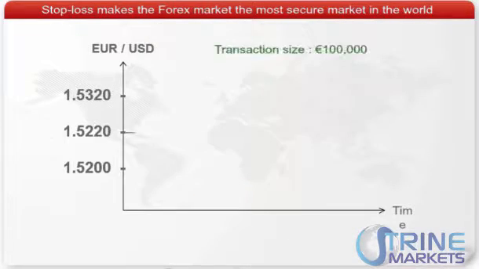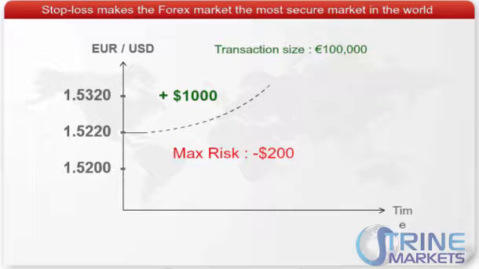Let's assume that the exchange rate is 1.5220 and you think that the rate will rise to 1.5320. If you want to gain $1,000 through a transaction of 100,000 euros but are not prepared to take a risk of more than $200, what will you do? Pick up the phone and call the broker and request to buy 100,000 euros and place a stop loss order at an exchange rate of 1.5200, 20 pips below the entry rate.